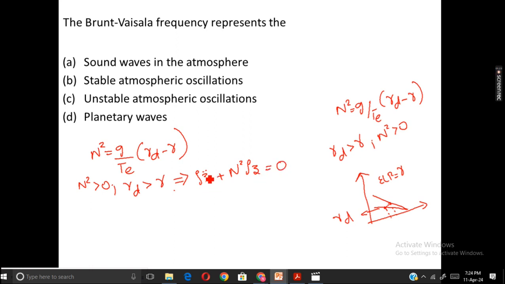This is a differential equation corresponding to the change in the vertical displacement and the Brunt-Väisälä frequency N square. So this is the second order differential equation, d square delta z by dt square. In this case N square is positive, so the solution will be of the form a cos nt plus b sin nt. This basically represents an oscillatory motion.